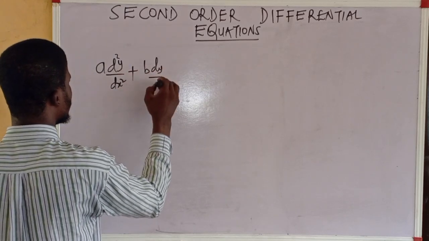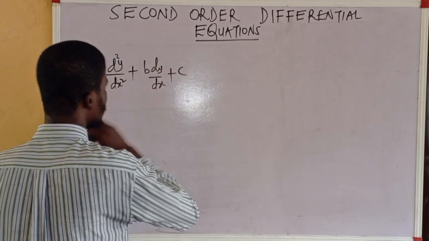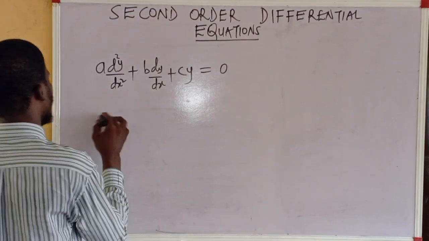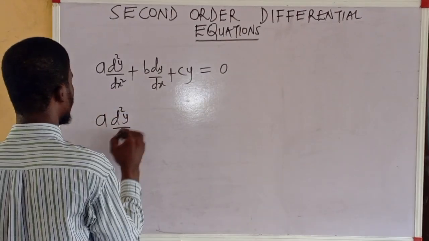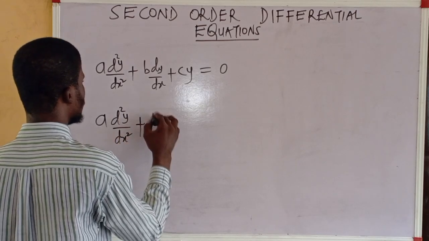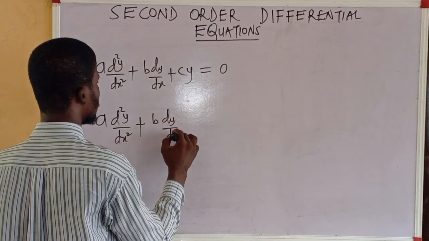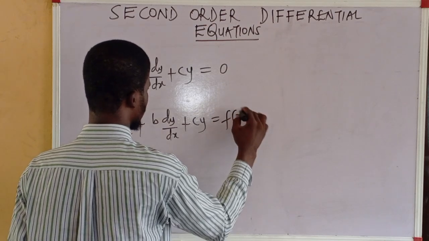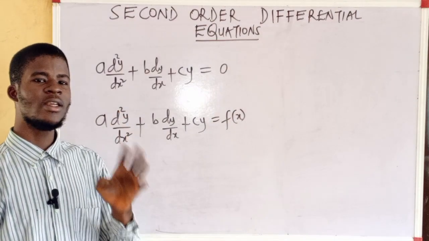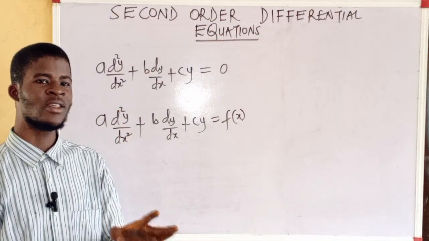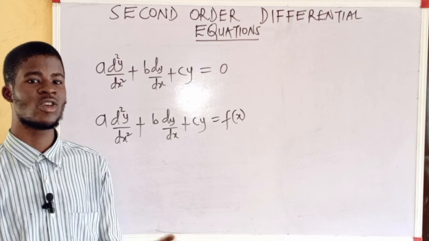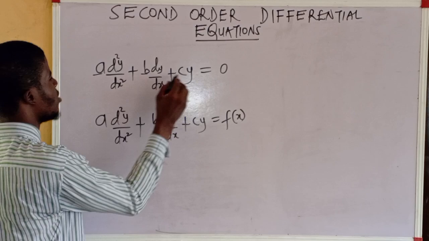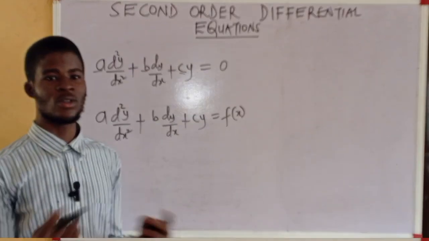Now a differential equation of these forms: a d squared y dx squared plus b dy dx plus c y equal to 0, or a d squared y dx squared plus b dy dx plus cy equal to f of x, is called a linear second order differential equation with constant coefficients, where a, b, and c are the what? Constants.